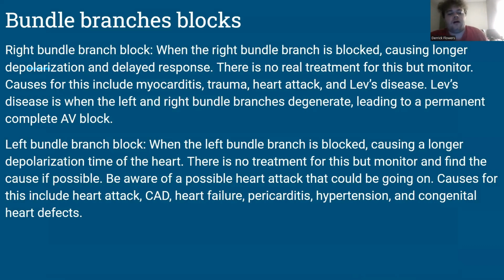Now, left bundle branch block. This is the one we're more worried about because it's one of the imposters of a STEMI. That's why we have a thing called Sgarbossa criteria. This is when the left bundle branch is blocked, causing longer depolarization time of the heart. There's no real treatment for this, but monitor and find the cause if possible, right? Be aware of a possible heart attack because these things could mask a heart attack. The causes of this are, of course, heart attack, coronary artery disease, heart failure, pericarditis, hypertension, and congenital heart defects.